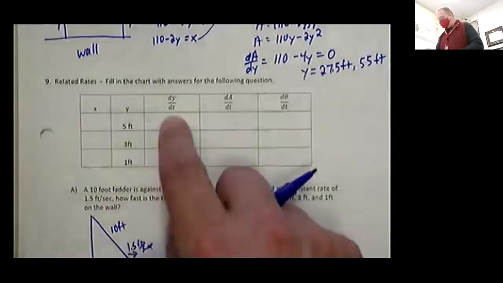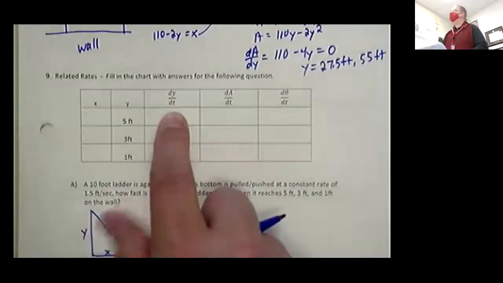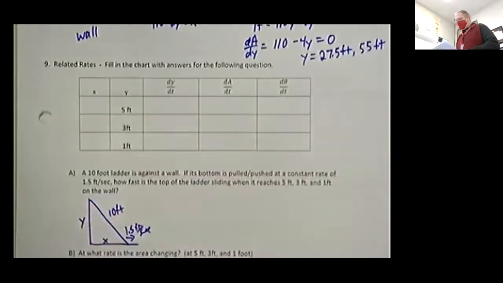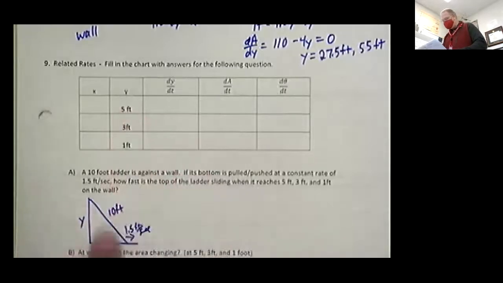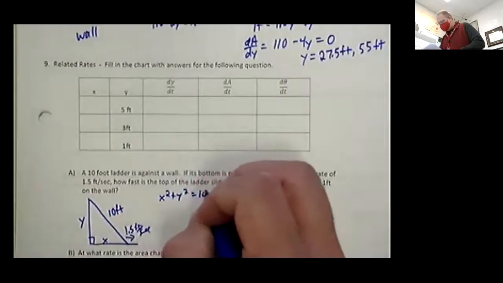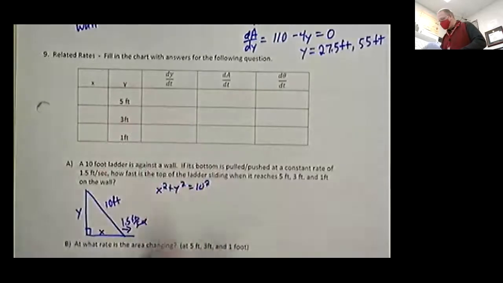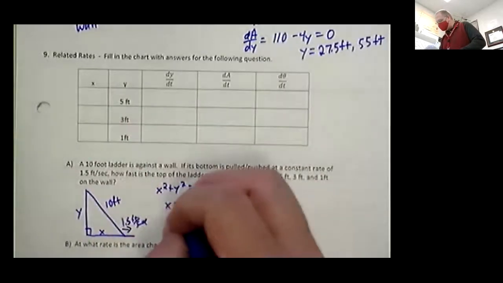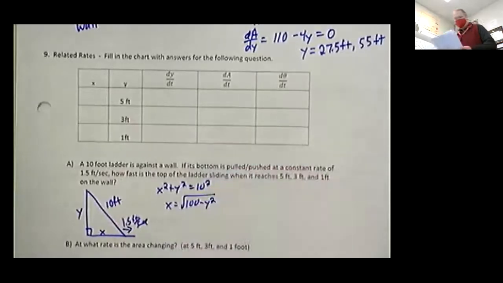That's going to be our dy dt. So we're going to call this x, this is y. So we're going to find the rate that the y is changing up here. To do that, first we're going to use our values of y. First off, we're going to recognize this is a right triangle, that's Pythagorean theorem. X squared plus y squared is equal to 10 squared. We want to find the x values when the y values are listed. So we're going to solve for x. So x is equal to the square root of 100 minus y squared.